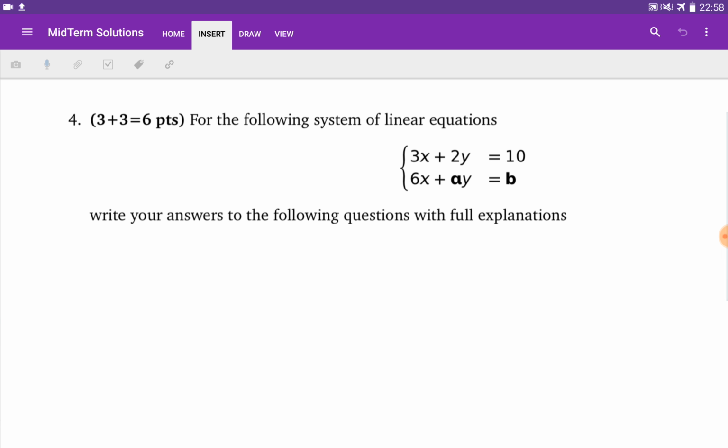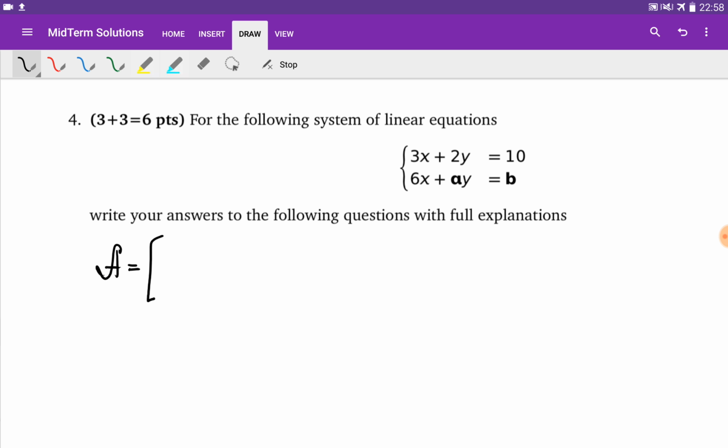Problem number 4 is about the solvability of the system of linear equations. So basically, in the first part, we need to find a value for a so that the system fails to have a unique solution. So for what values of a does the system fail to have a unique solution? In order to do this, we need to write down the coefficient matrix for the system of linear equations, which are 2, 3, 2, 6, and a.